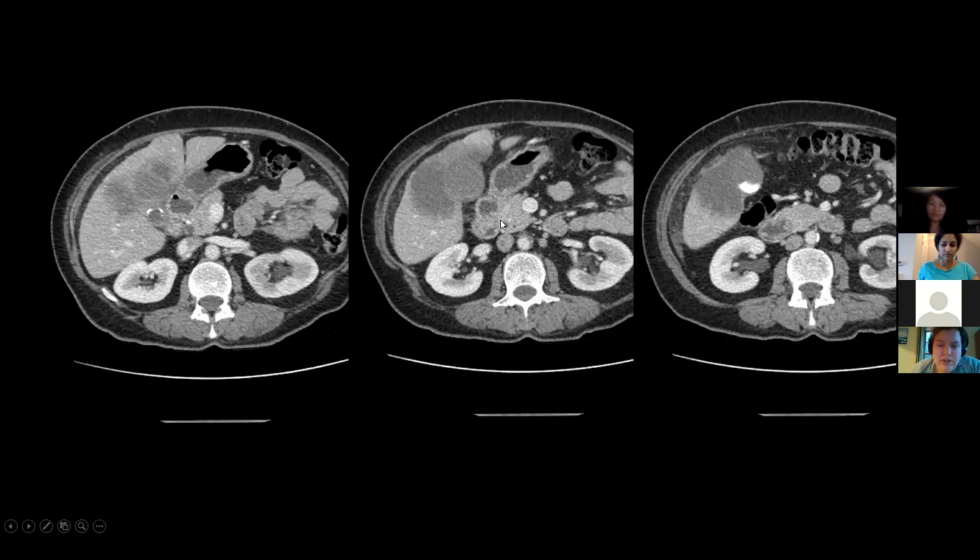Throughout all those images, I think I have a little bit more. I'll have more a little bit later. There is no enhancing component anywhere. Yes, there are stones in the gallbladder. Yes, there is this big infiltrating mass. There is all this fatty stranding and a little bit of fluid in the right upper quadrant.